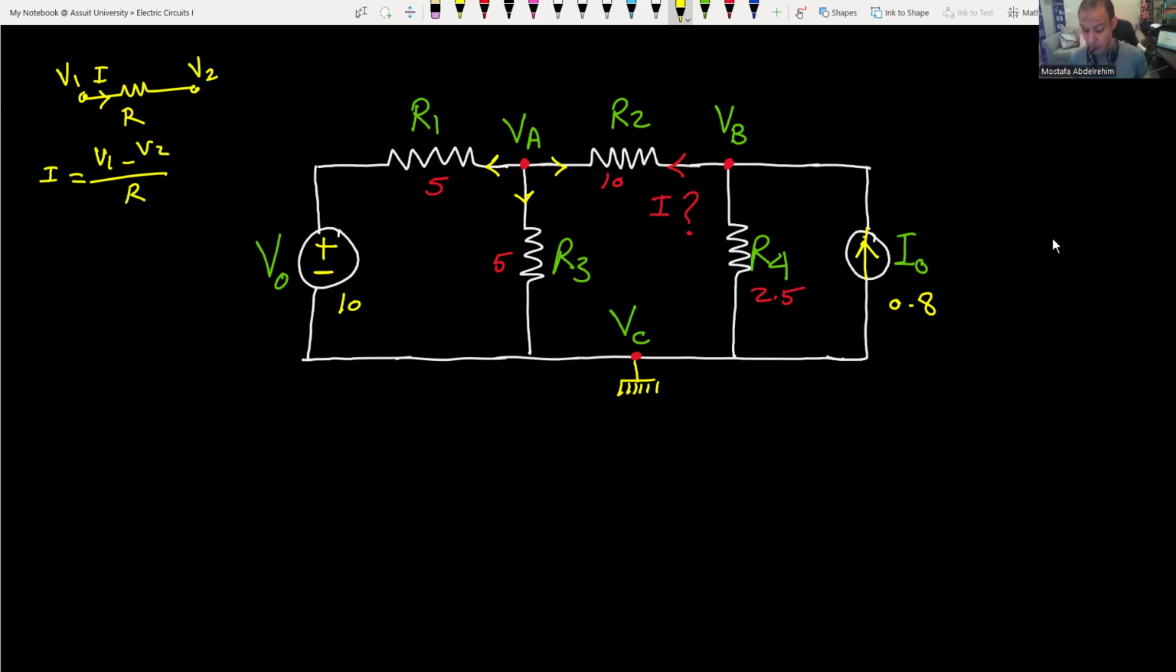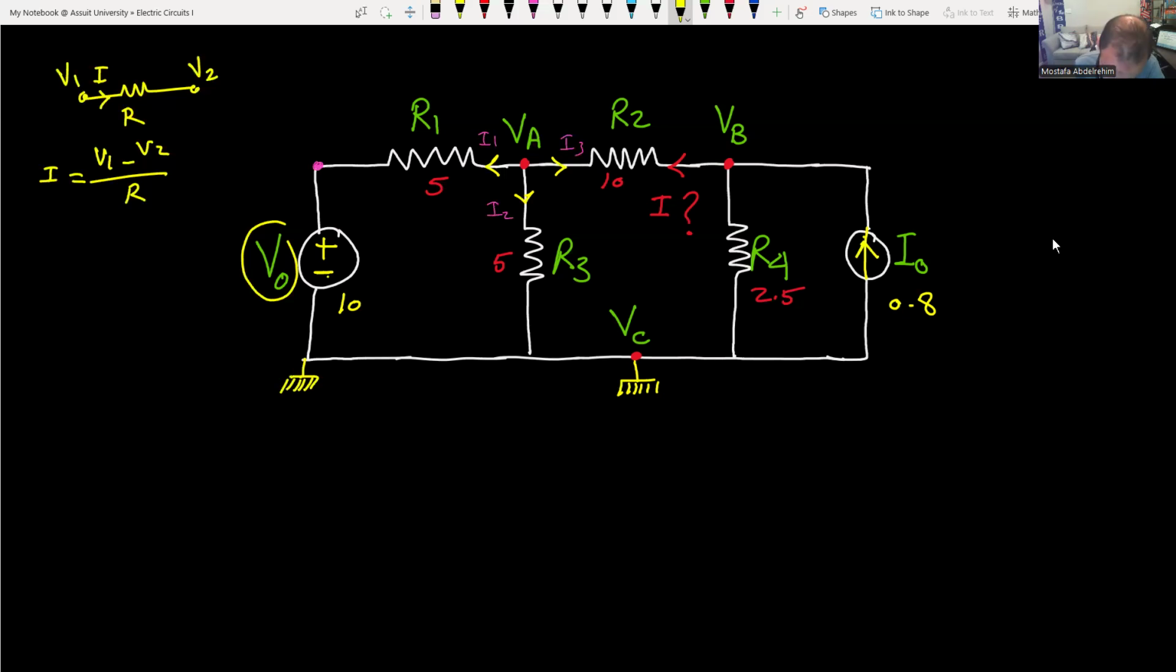Let's call these currents I1, I2, I3. I1 is going from VA to this node here. We don't know this node yet, so let's bring it. This is the terminal of V naught, the voltage source. The battery has two terminals, the positive and the negative. The negative terminal is connected to the ground, so this is zero.